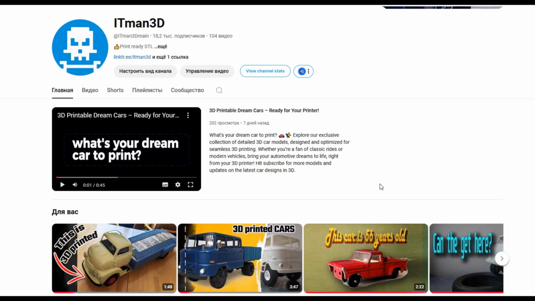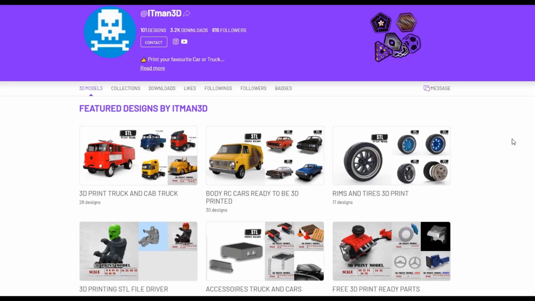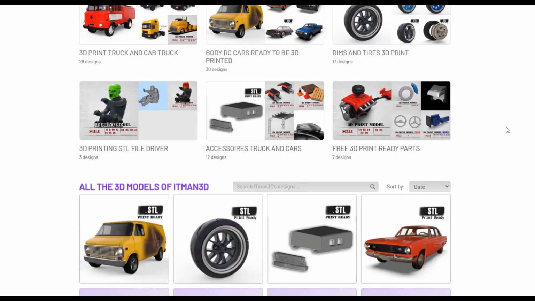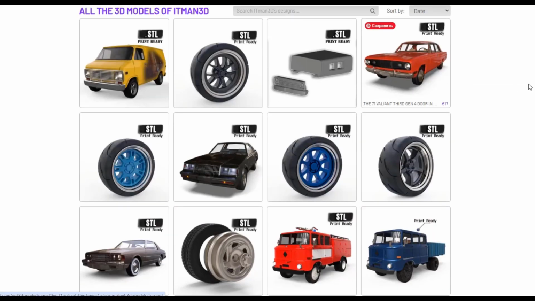By the way, you can find interesting car models on Cults 3D. On this site, there is my account with my car models. When choosing an STL model, pay attention to the presence of separate parts such as hood, bumper, and interior. This will simplify the preparation for printing.